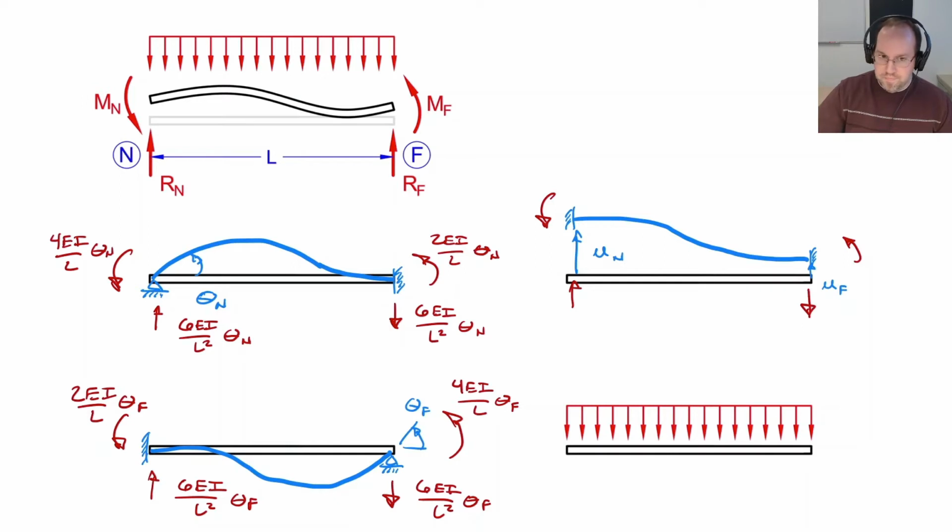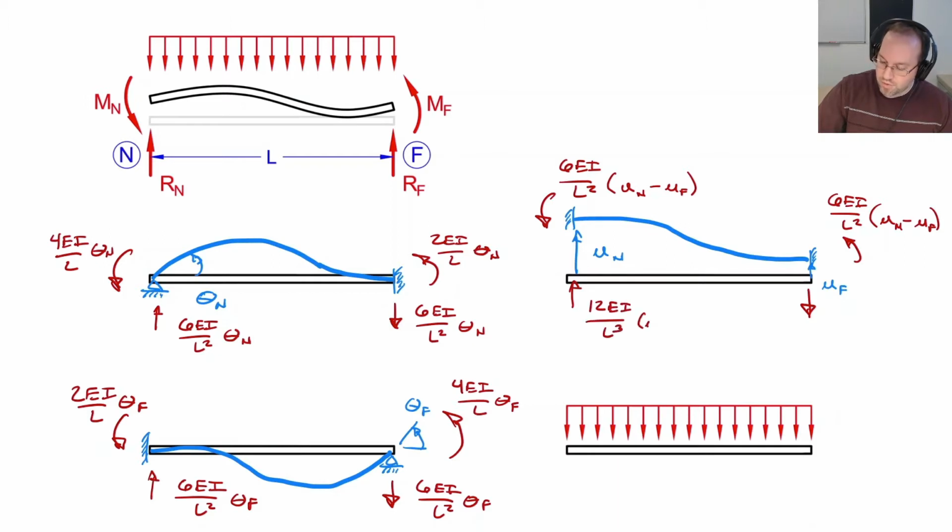So if we do that, my moments are 6EI over L squared times the difference in displacement. So that's un minus uf. And on the opposite end, it's the same moment. So it's 6EI over L squared times un minus uf. And then my forces are also going to be equal and opposite. So this is 12EI over L cubed times the difference between the displacements. And likewise, 12EI over L cubed multiplied by the difference of the displacements.